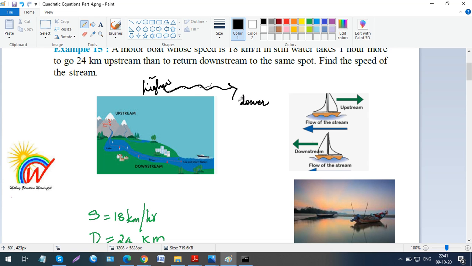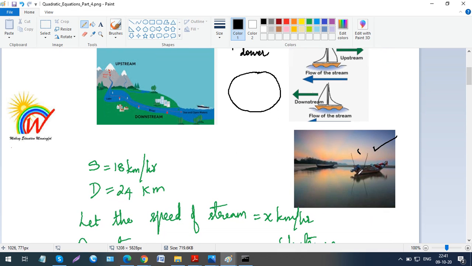Now the other thing is, if you would have seen a lake or a pond, the water doesn't flow anywhere. The water just is stagnant, right? Like in this case, you look at this picture. This is a picture of still water. Where the water doesn't flow, we call it still water. That is, the water is stagnant. It's not flowing in any direction.